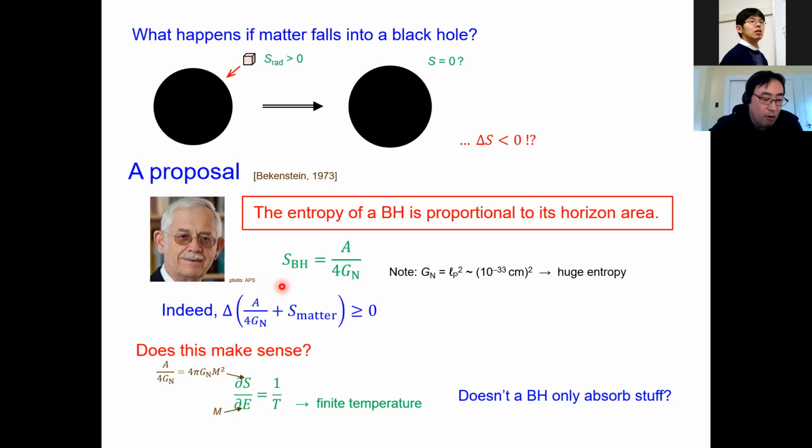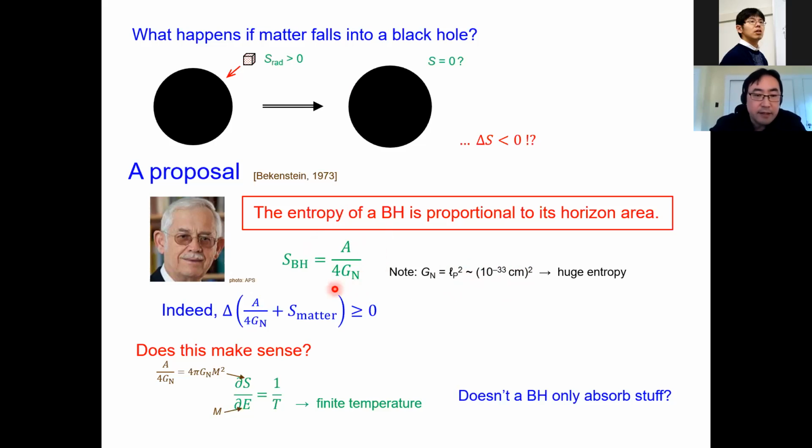The major progress in the late 20th century was the proposal of Jacob Bekenstein, who proposed that a black hole in fact has entropy, which is proportional to the area. So S_black hole is the area of the horizon, in units of the Newton constant, that is, the Planck length. And the Planck length in our universe is very, very short, 10 to the minus 33 centimeters. So this is a huge amount of entropy, because the area is in units of the Planck length.